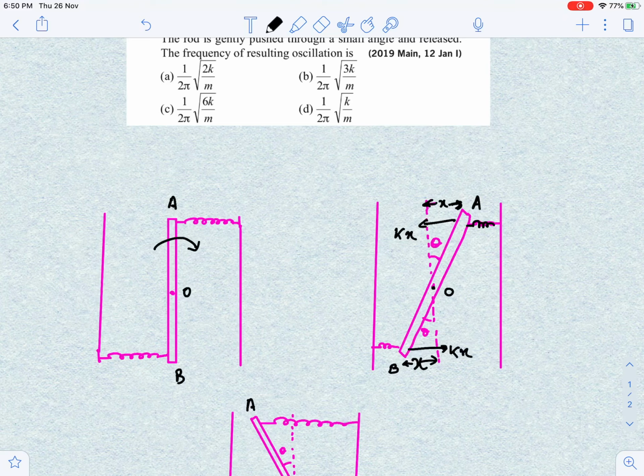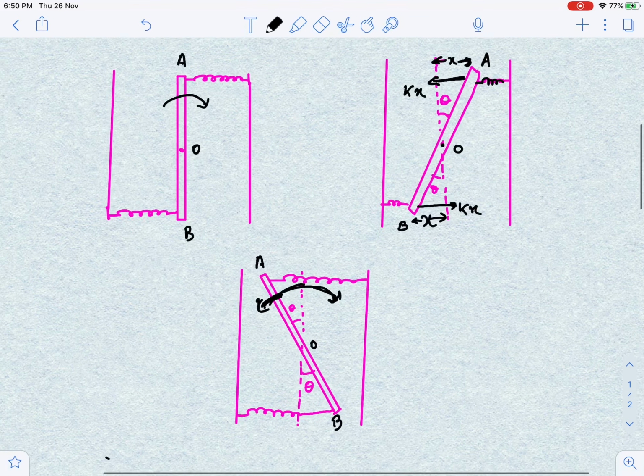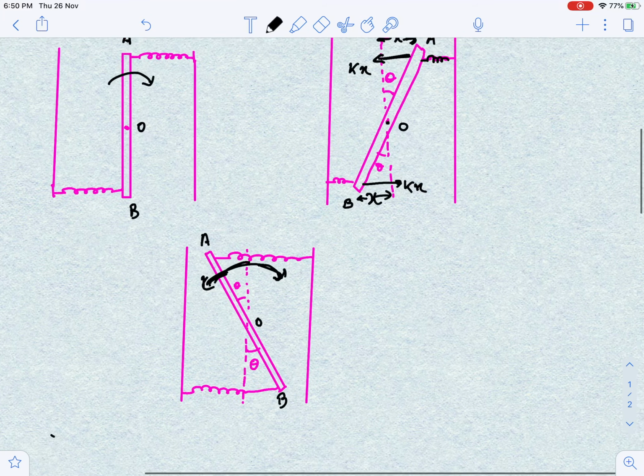What will happen? Because of compression, the spring will apply force kx in this direction, and because of this spring force, the next scenario will be like this. So it will oscillate about this mean position, to and fro: one time it will go towards this side and another time towards the other. From this question you have to calculate the frequency of oscillation.